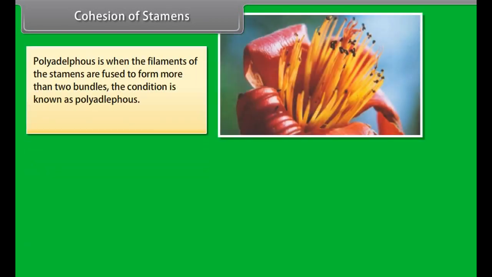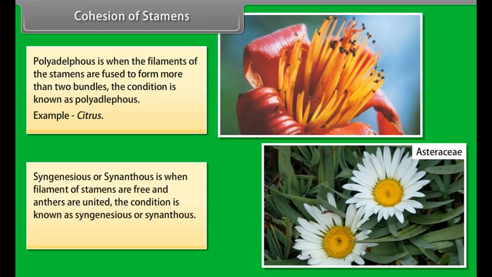Polyadelphous is when the filaments of the stamens are fused to form more than two bundles. Example, citrus. Syngenesious or synanthous is when the filaments of stamens are free and the anthers are united. Example, Asteraceae.